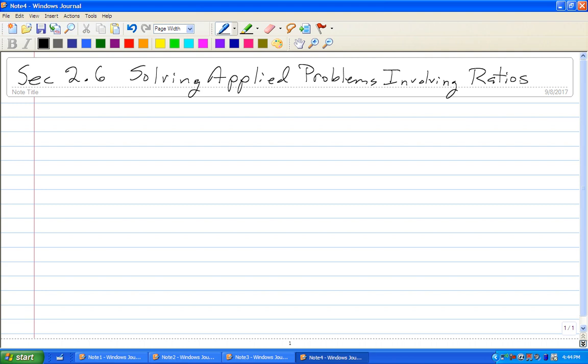Okay, so this just involves a whole bunch of problems to solve. So no new techniques, just more problems. Page 78. Let me do problem number 6, on a map.